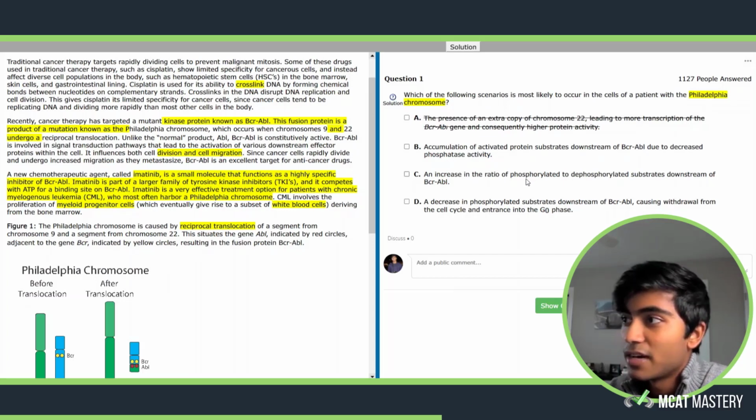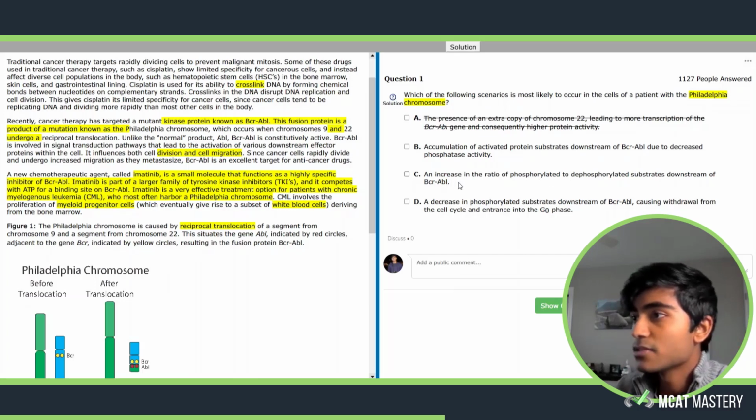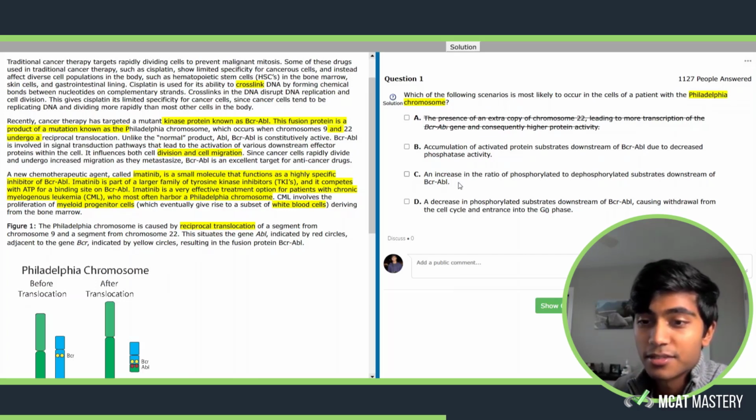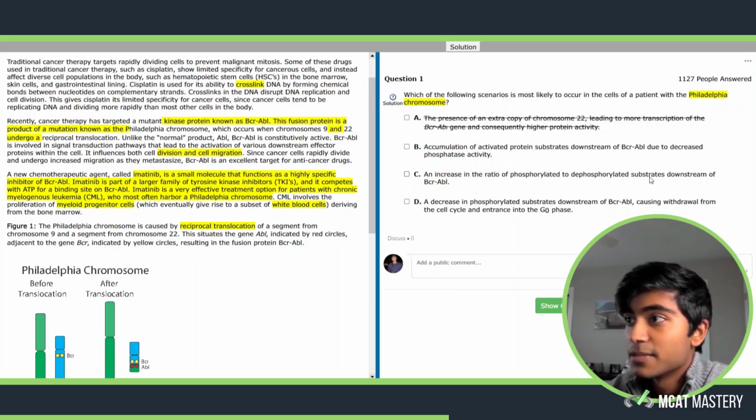An increase in the ratio of phosphorylated to dephosphorylated substrates downstream of BCR-ABL. So again, we said it's a kinase protein, so it's involved in phosphorylation. So that makes sense. There's an increase of phosphorylated substrates downstream to that. So that one I can go with.